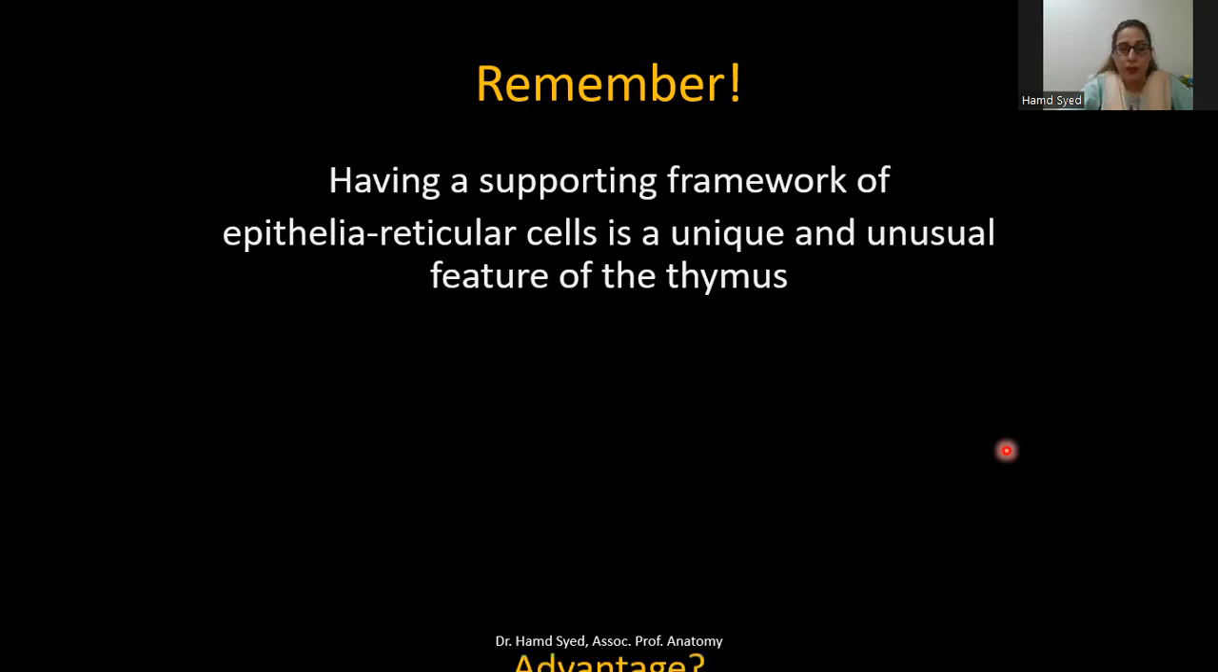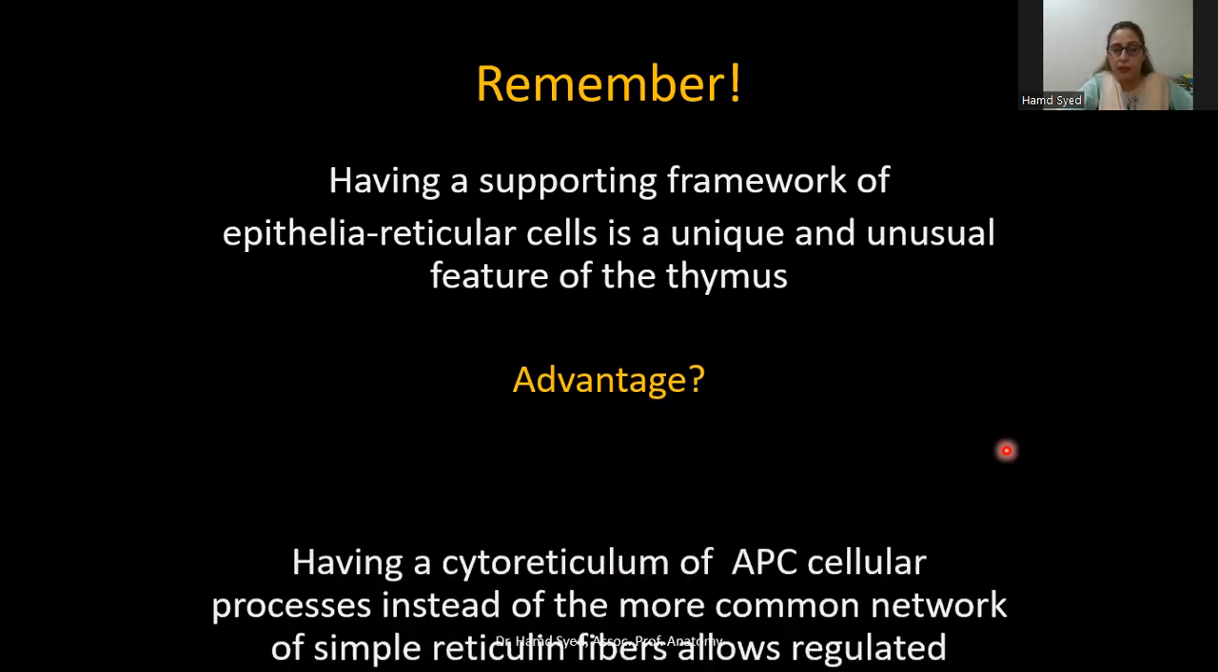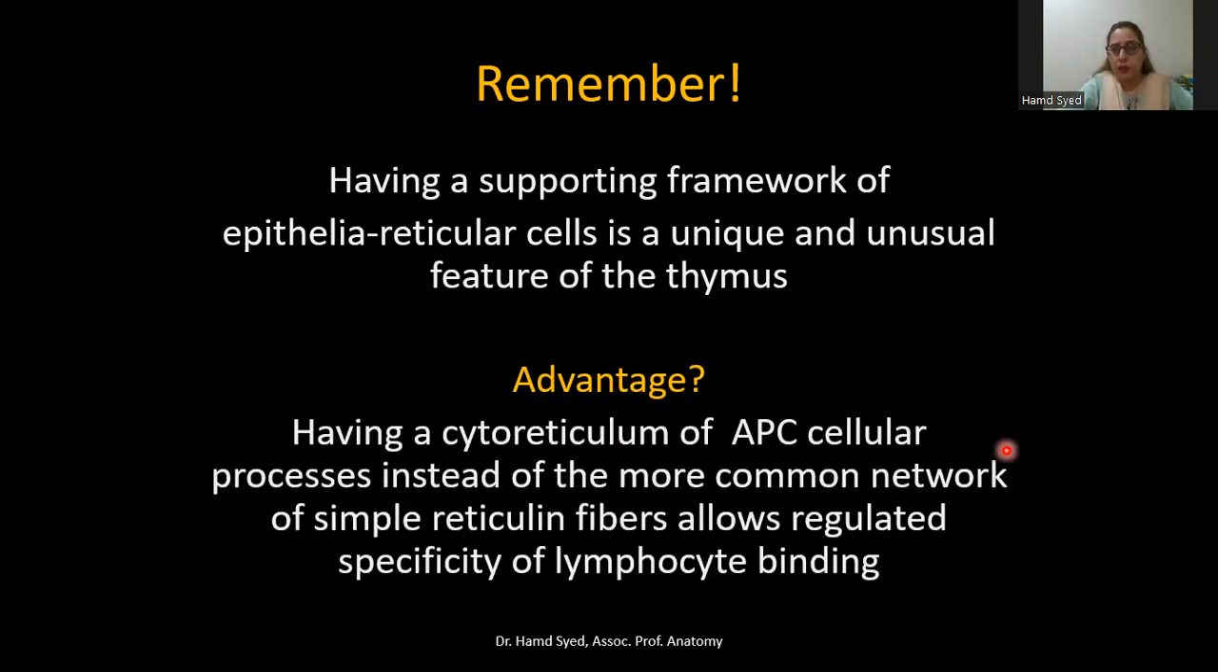thymus gland. What's the advantage of having a network of the thymic epithelial cells instead of the simple network of reticulin fibers, which is seen in the other lymphoid organs? Well, the advantage is that this cytoreticulum formed by the epithelio-reticular cells, which are APCs, that is, the antigen-presenting cells, allows regulated specificity of lymphocyte binding.